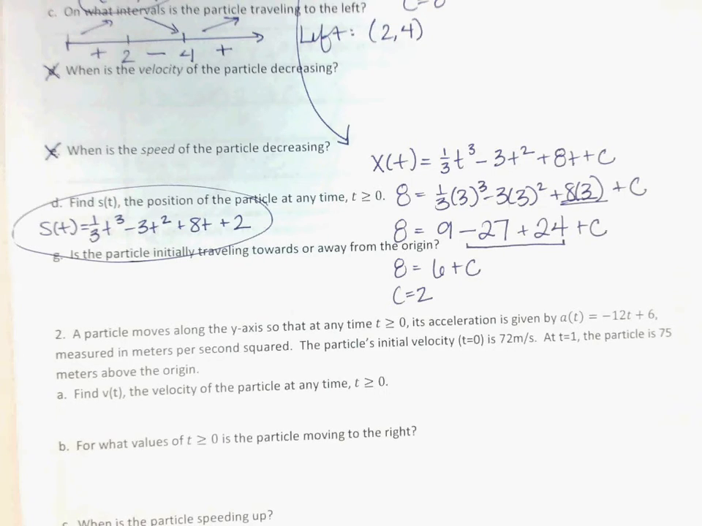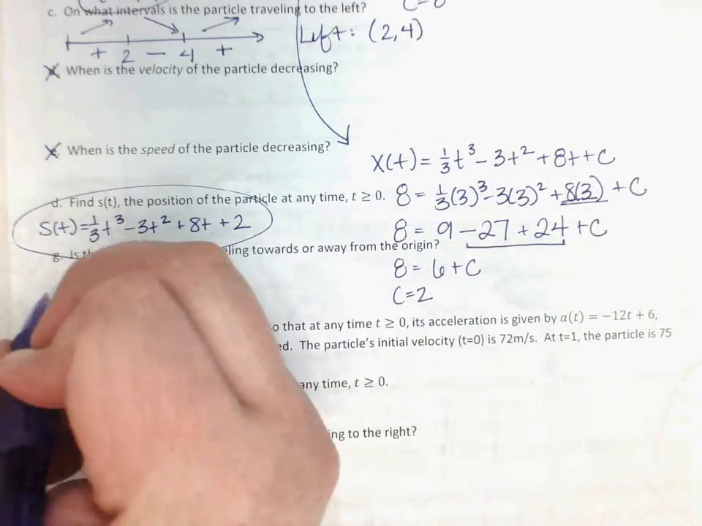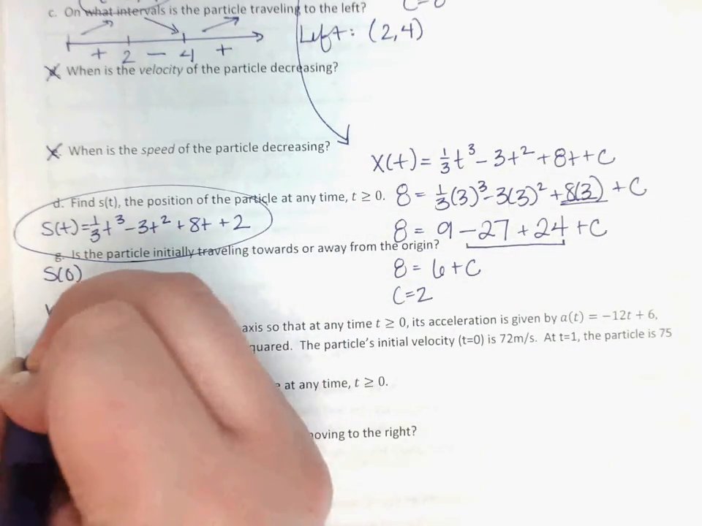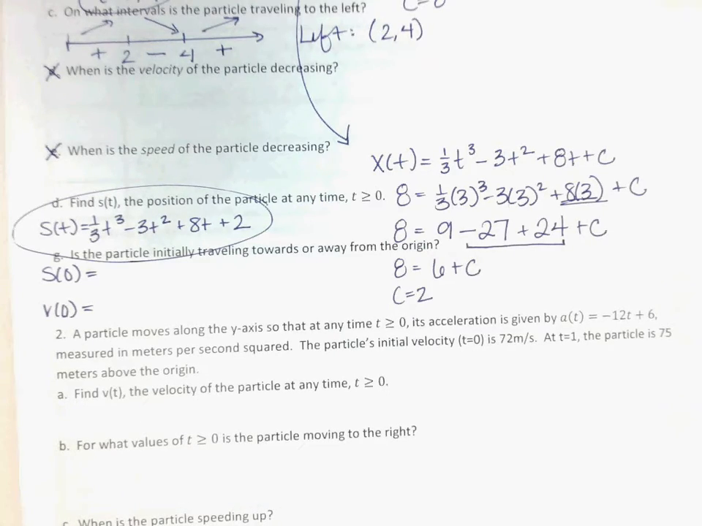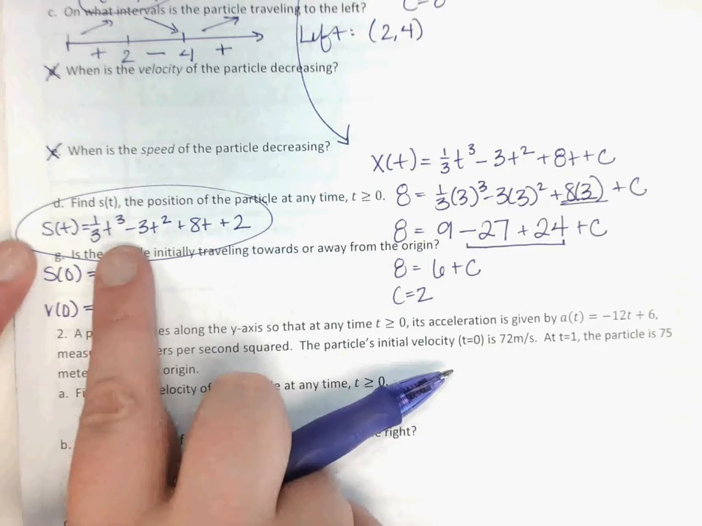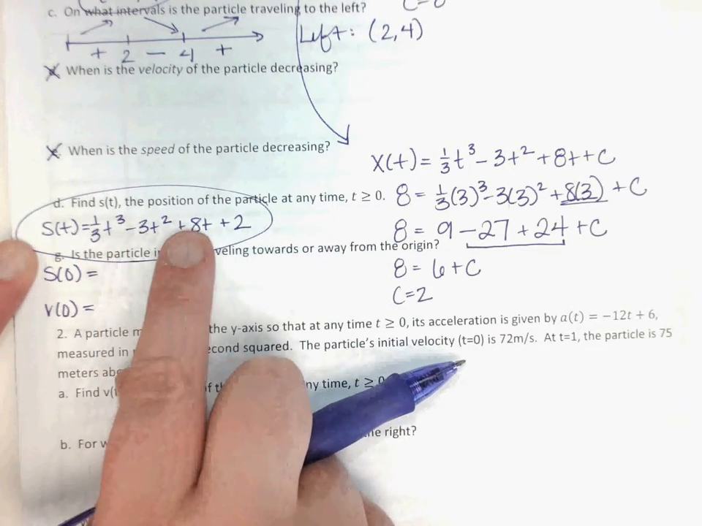Then it says, is the particle going towards or away from the origin? What 2 things do you need for that question? Your choices are position, velocity, or acceleration. You need 2 out of the 3. Position and velocity. Good. So I need S of 0 and V of 0. Each of those tells me one of the 2 things that I need, but you need both. So S of 0, I'm plugging in a 0 here. 0, 0, 0, 2.